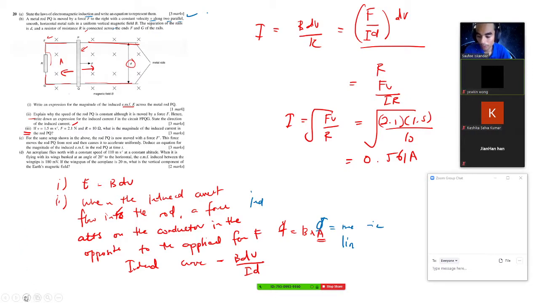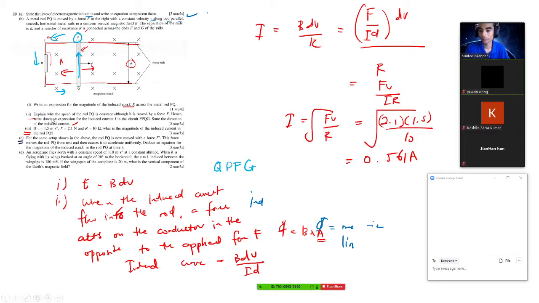So the induced current is pointing above, on top to P and goes to Q, F to G and to Q. So a current will flow in Q, P, F and G. Okay, so we continue with the numbers with C.